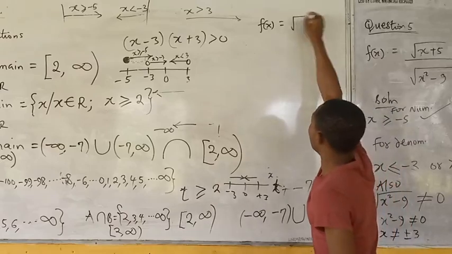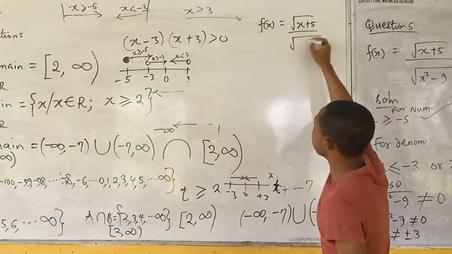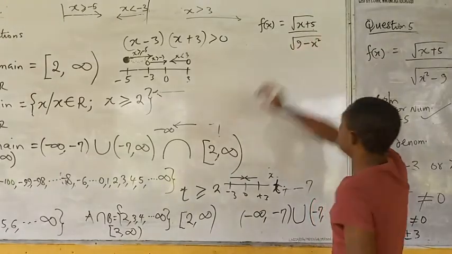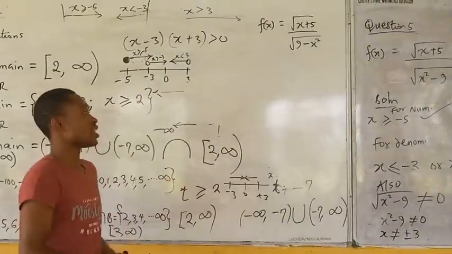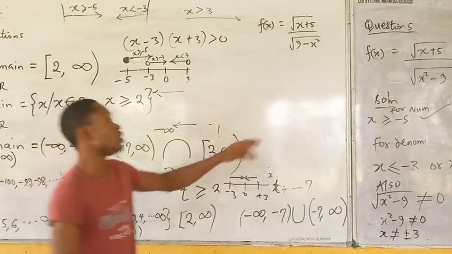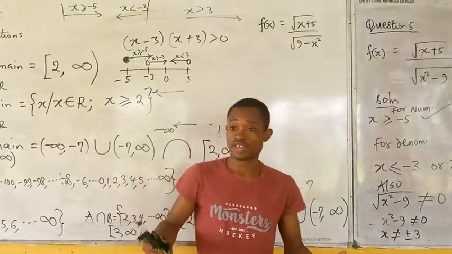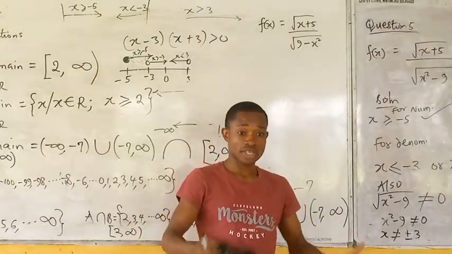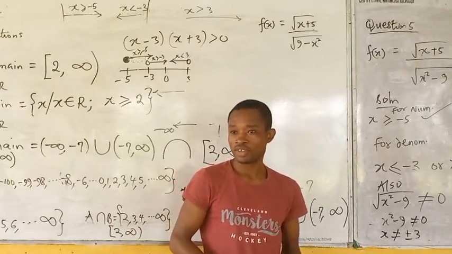Question: f of x equal to x plus 5 all over the square root of 9 minus x squared, right? Okay, so let us see how we attack this question. Clearly, we know the condition we apply to the numerator. We had explained that if you have a radical function in the numerator, set it to be greater than or equal to 0.